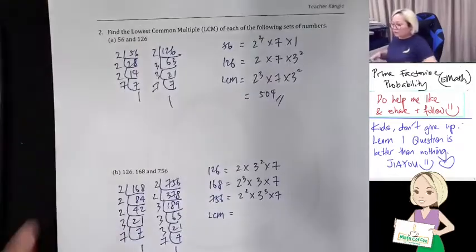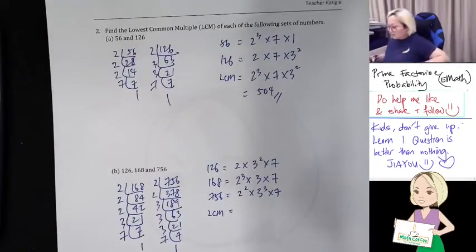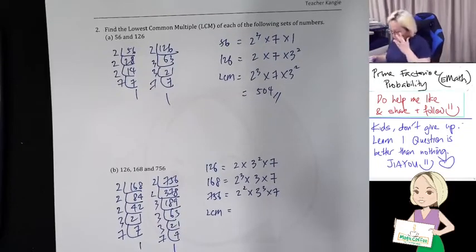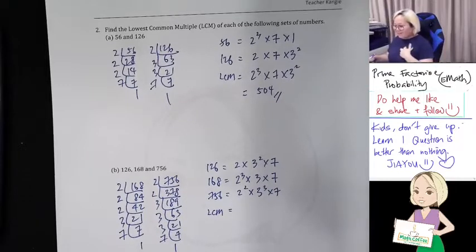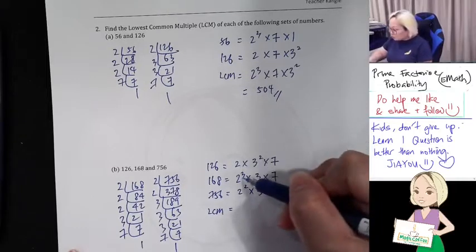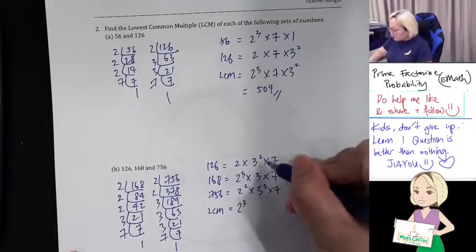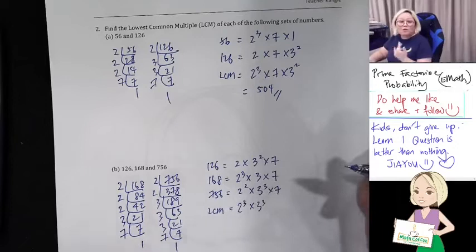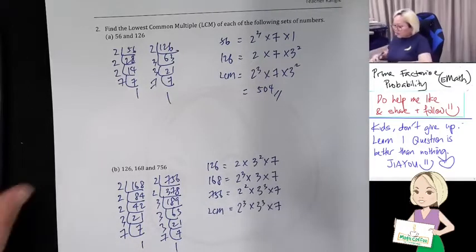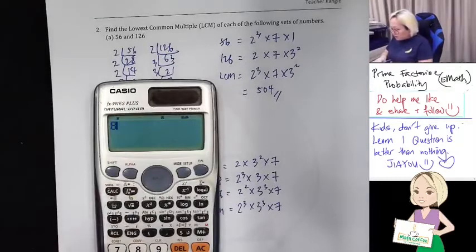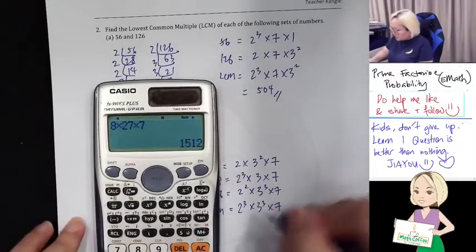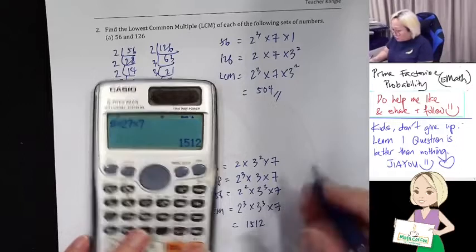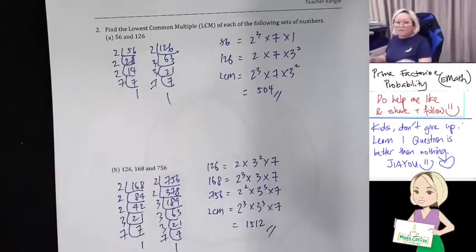My LCM, should I take the lowest or take the highest from each column? Well done. Okay, take the highest. So 2 to the power of 1, 3 and 2 squared, we will take 2 cubed. 3 squared and 3 cubed, we will take 3 cubed. 7, no high, no low, so we just take 7. So in terms of number, it will be 8 times 27 times 7, so it's 1512. Well done. Okay, so that's how we find LCM.